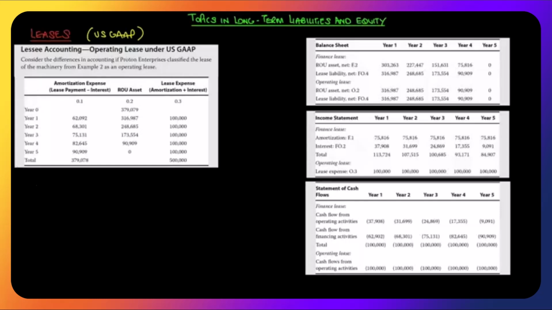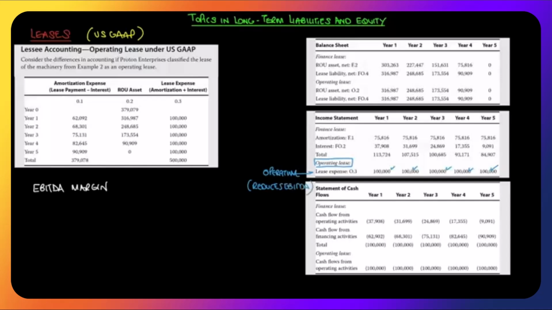Let's start with the EBITDA margin. EBITDA divided by revenue. Revenue is no different between the 2 treatments. Obviously, we're not touching that. But EBITDA will be affected by the different classifications of expenses that we're using. Let's start with the operating lease. In the income statement, the operating lease charges $100,000 each and every year as lease expense. All of that is an operating expense. All of that therefore reduces EBITDA.